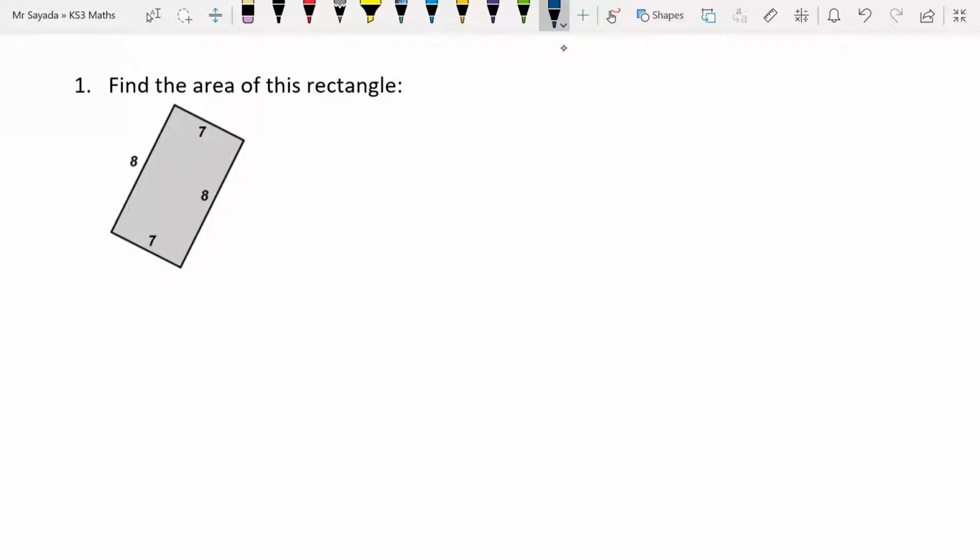So we have a longer side length of 8 and a shorter side length of 7. So we multiply those side lengths together to get 8 times 7, which is 56. In this question, I've not specifically been told centimeters or meters or millimeters, so I'm just going to write 56 units squared because I don't know what the units are. So that's how you find area. You do the area of a rectangle: the longer length multiplied by the shorter length.